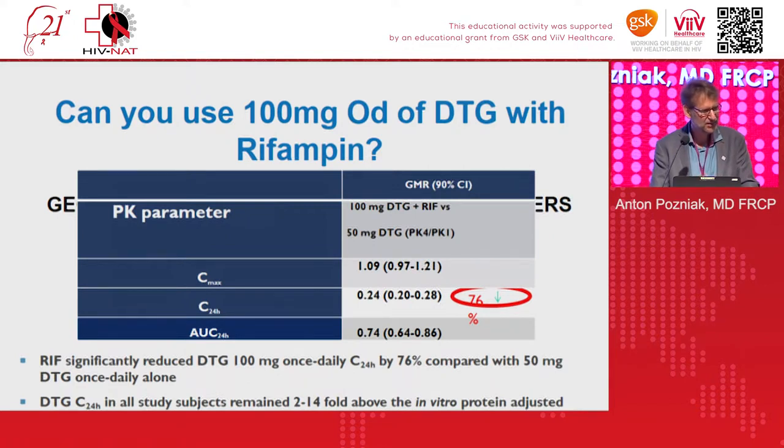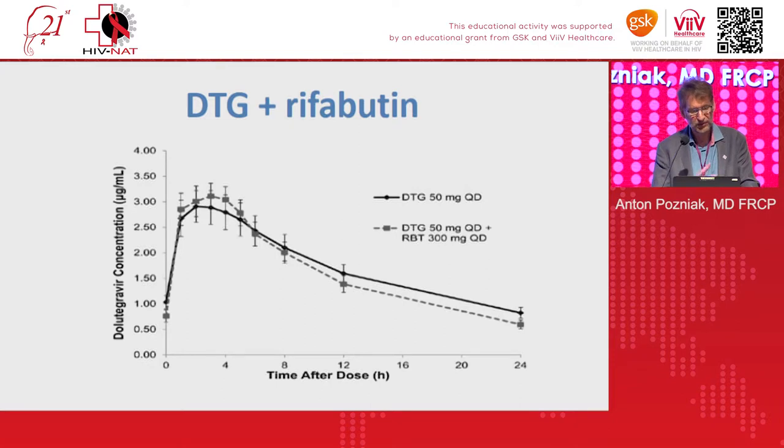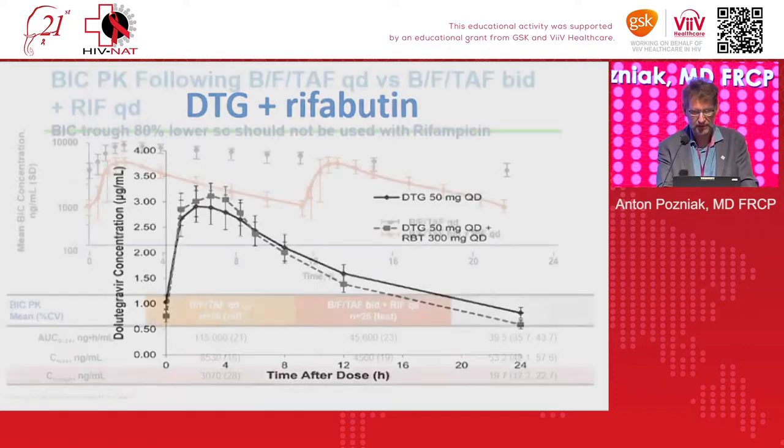So this needs to be explored a little bit more in a clinical trial, which would be better than giving it 50 BD. With rifabutin, you don't have to adjust the dose. Here it is, 50 milligrams once a day with rifabutin, no problem. So if you wanted once a day therapy, you'd have to switch your TB treatment for that.